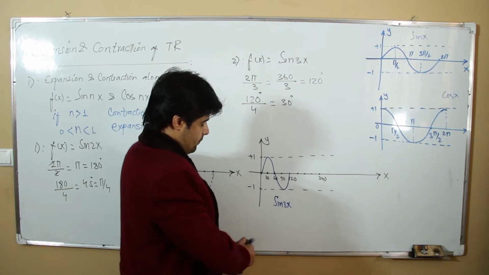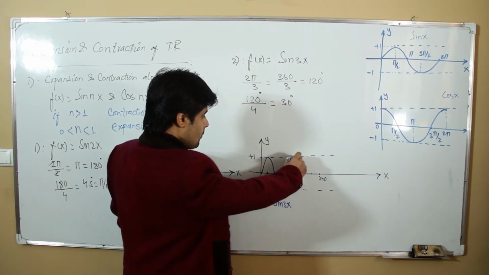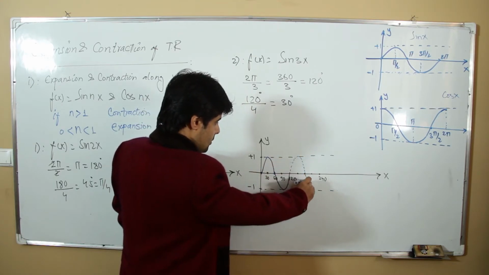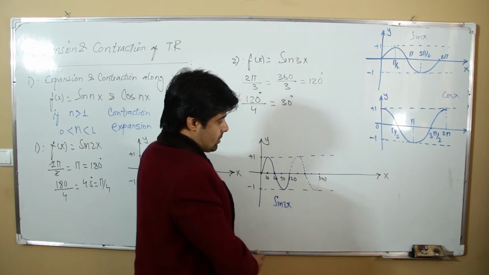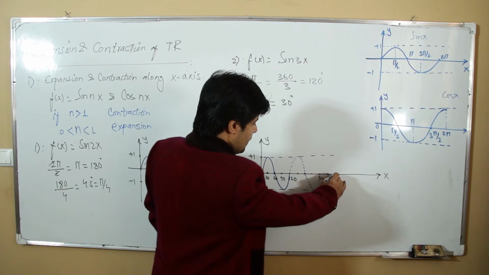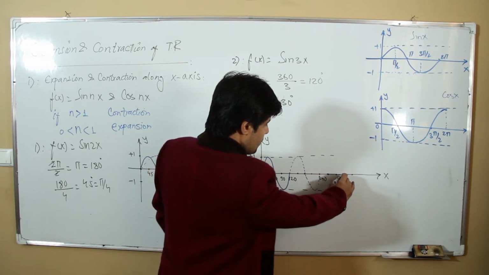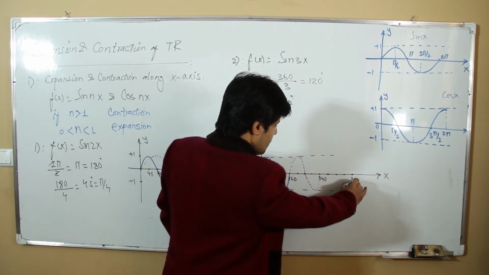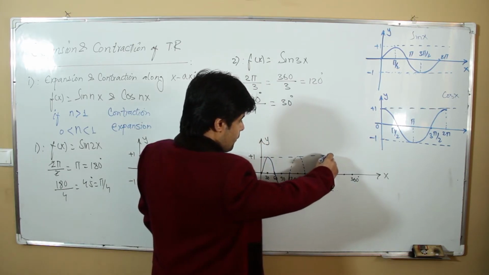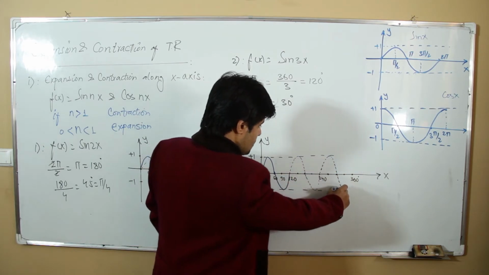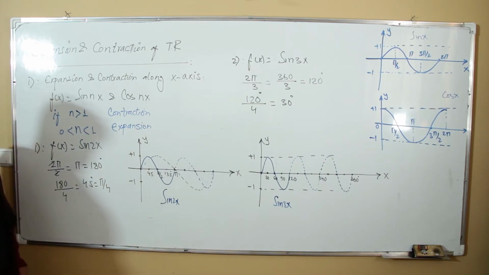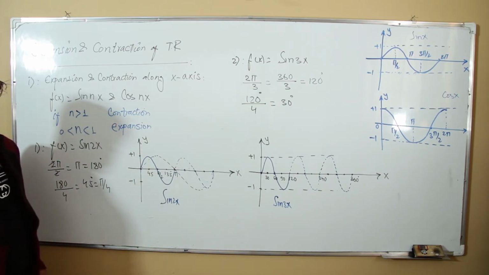Now your graph, 1 point, the next point is our maximum, it crosses, minimum, it crosses. After this one we have 30 more, another 30, we have 430, which we can say it's 360. Now your graph is maximum, cross, minimum, cross. This is your graph for sine 3x.